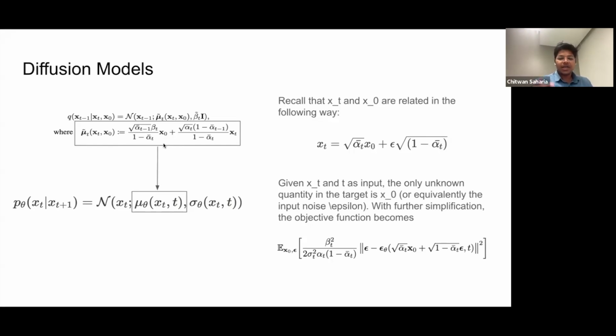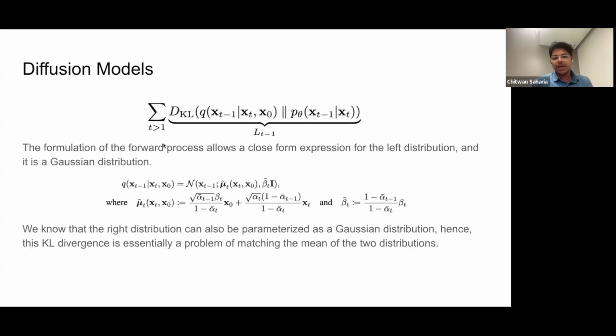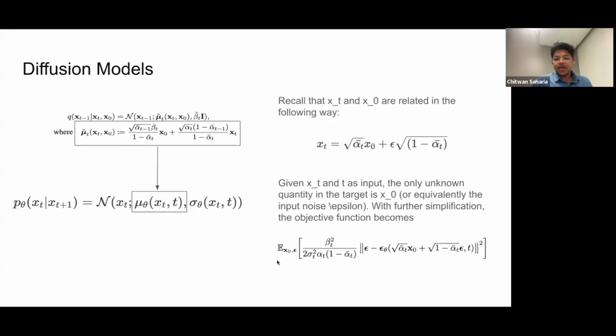And after some more simplifications to this L t minus 1 objective, we end up with this objective function, which gives us some weighting for each different noise level. There should also be an expectation over t here. So we sample t uniformly, and then this is the weight that each t gets. This is essentially a denoising network that we are training here.